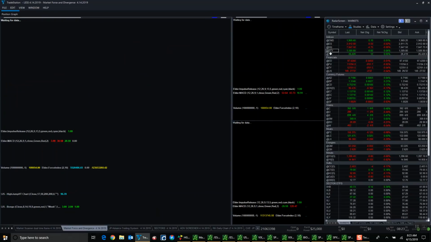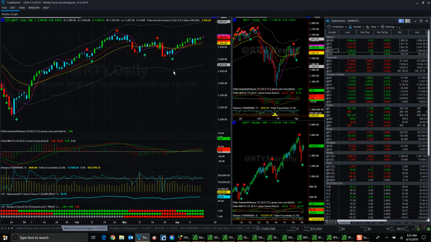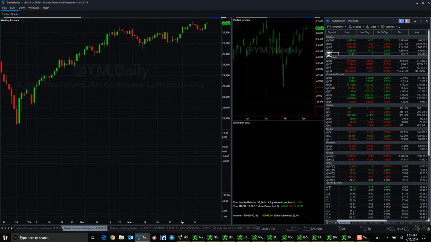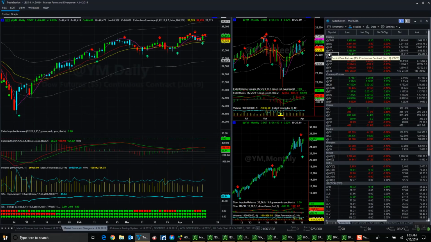The Russell 2000, which had been the weaker of the bunch, does not have the MACD divergence, still looks pretty good. It's at 83%. And the Dow futures turned positive on Friday, has its MACD divergence. It's green everywhere, and it's at 89%. So the markets look strong.